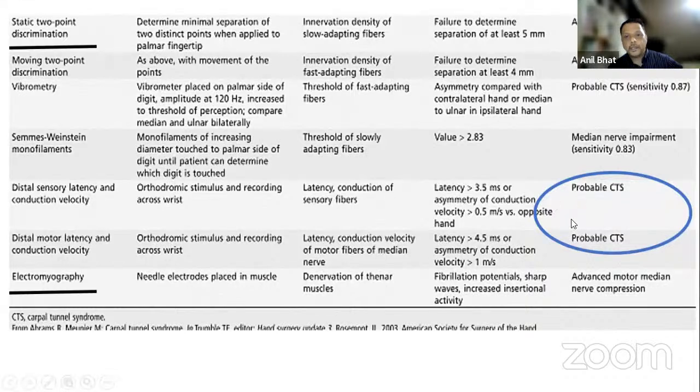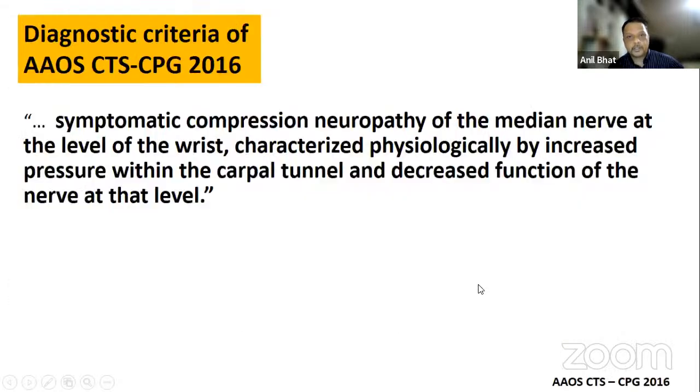So sometimes the NCVs can be normal, and so you might have very early carpal tunnel syndrome, which might be missed. And on EMG, when there are fibrillation potentials and sharp waves, you know that denervation has started. So this is an advanced motor neuropathy which the patient has.